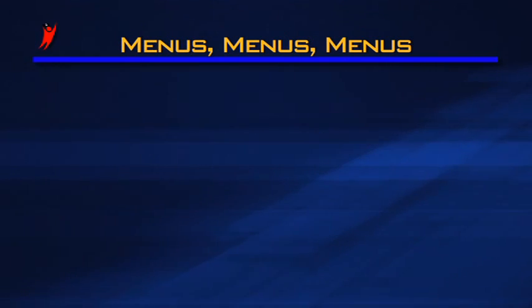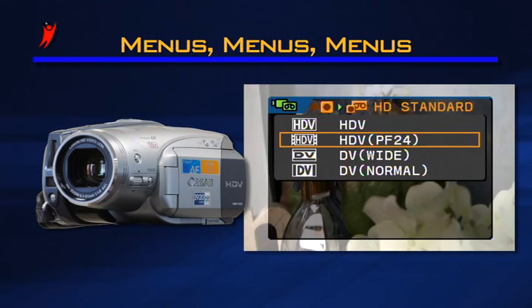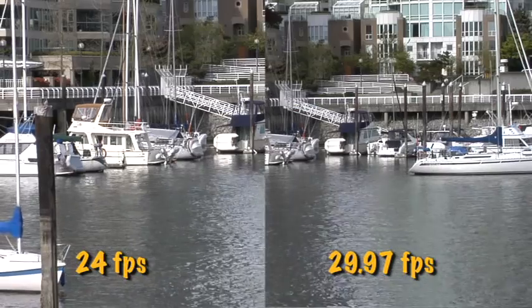Frame rates. Some of today's camcorders, most notably the high-definition camcorders, can give you the choice of selecting from different frame rates. The purpose of this is to allow you to change the look of your video into a more film-like appearance. Here's an example.